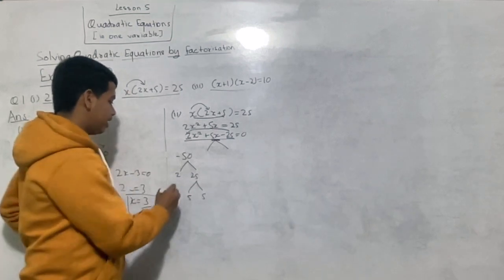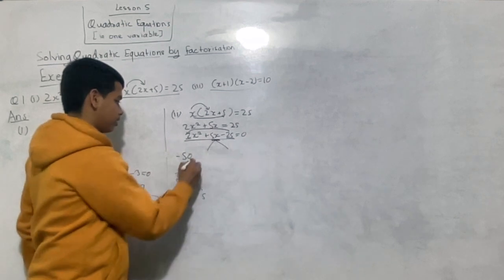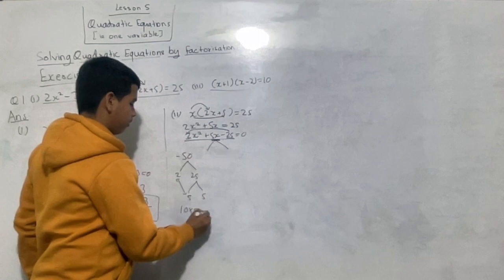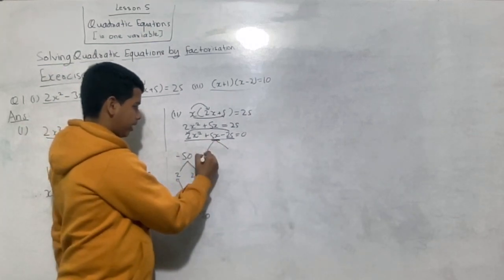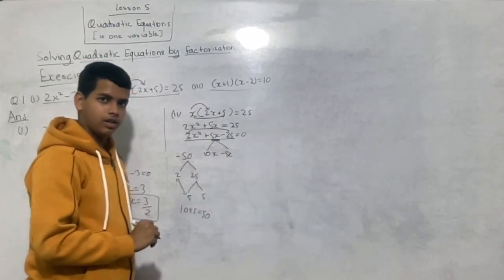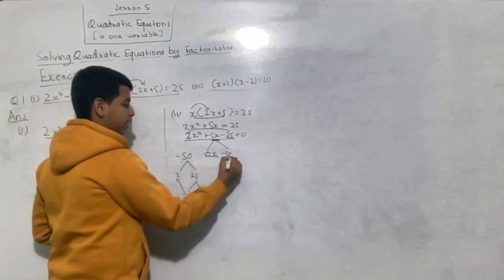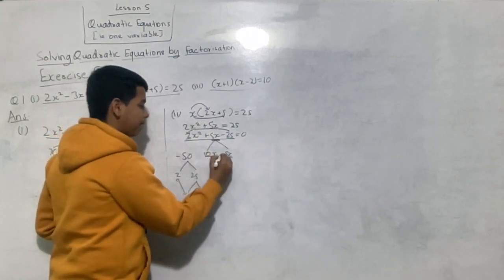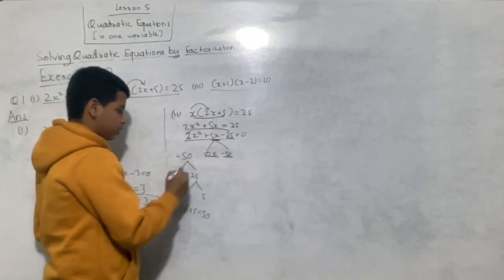Now you can see clearly that 5 into 2 is 10, and 10 into 5 is 50. So I can say that 10 into 5 is also 50. And here I can say that 10x minus 5x is equal to 5x. So did you understand? Here 10x minus 5x gives you 5x, and when we multiply 10 and minus 5 it gives you minus 50, which is the product of minus 25 and 2. So that's what we wanted.